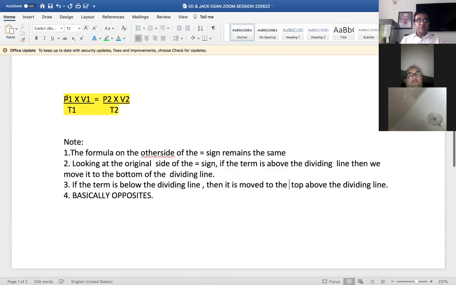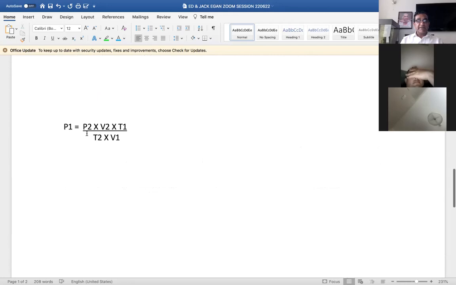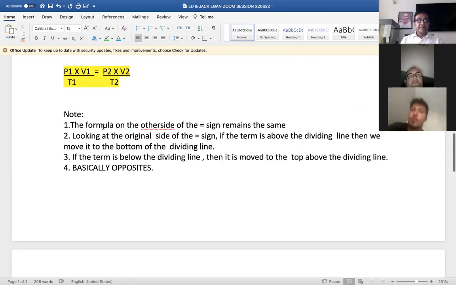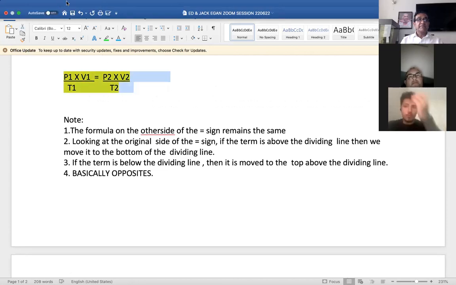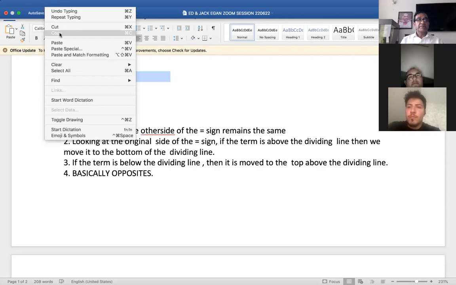So we've got the formula here: P1V1 over T1 equals P2V2 over T2. And then we're saying, look, P1. I'll just copy this again.